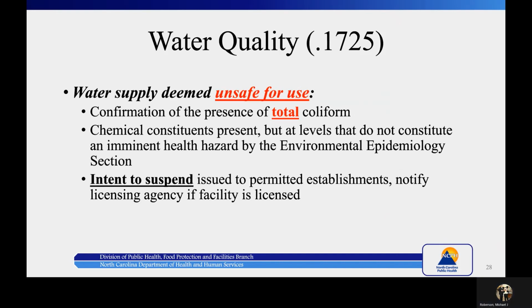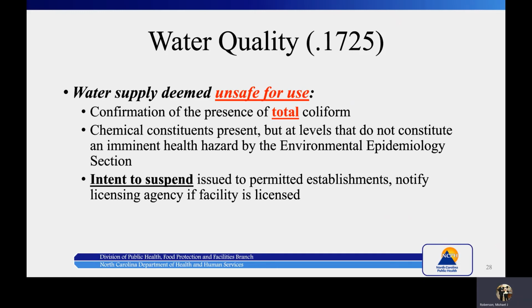Now, a water supply is going to be deemed unsafe for use if we have a confirmation of the presence of total coliform, okay? So you see total coliform is underlined in red, not fecal. So if we have a confirmation of the presence of total coliform, we're going to deem it unsafe for use. Or if we have chemical constituents that are present, but our levels are not at a level that constitutes an imminent health hazard by the environmental epidemiology section. So they're there, but they're not going to cause an imminent health hazard. So we're going to deem that unsafe for use.